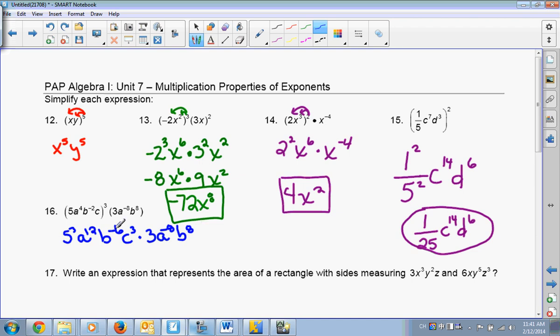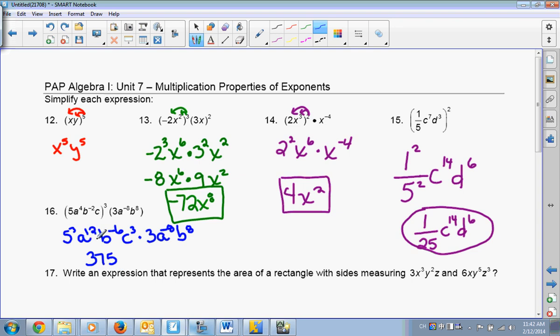We have big coefficients. First off, what's 5 to the 3rd? 5 times 5 is 25, times another 5 is 125, then times 3, because of this coefficient. What's 125 times 3? Okay. So 375 is our coefficient. I did 5 cubed times 3. It's 375. They're regular big numbers, so we're good.